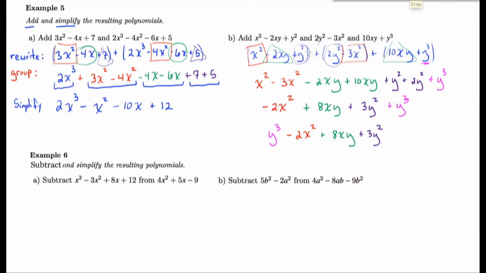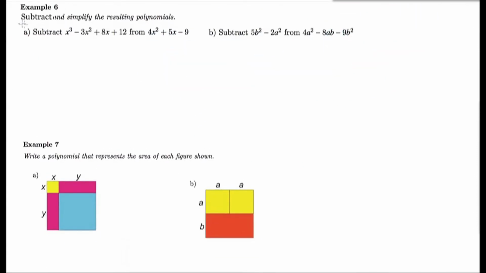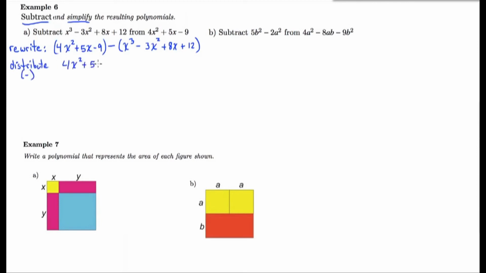Example 6, we're going to subtract this time. So we're going to subtract x cubed minus 3x squared plus 8x plus 2 from 4x squared plus 5x minus 9. So be careful how you write this. Once you rewrite it, you need to distribute that negative so it changes all the signs inside the parentheses. Now we are going to identify our like terms and group them together, and then we'll combine them, simplify, and write in standard form.